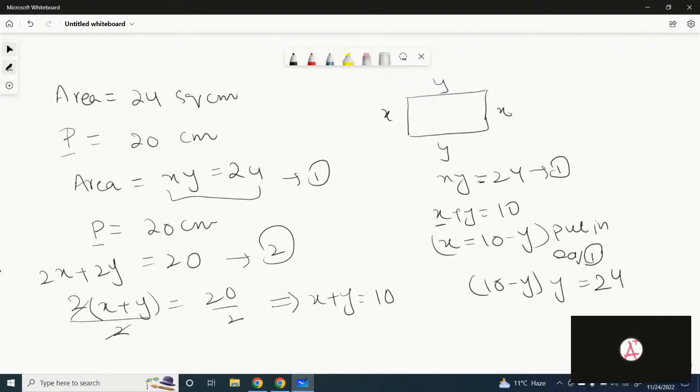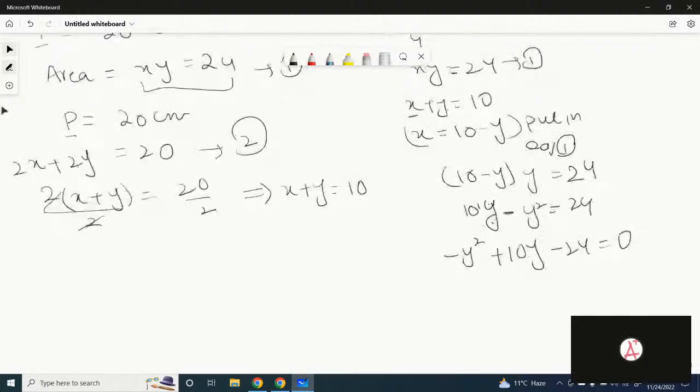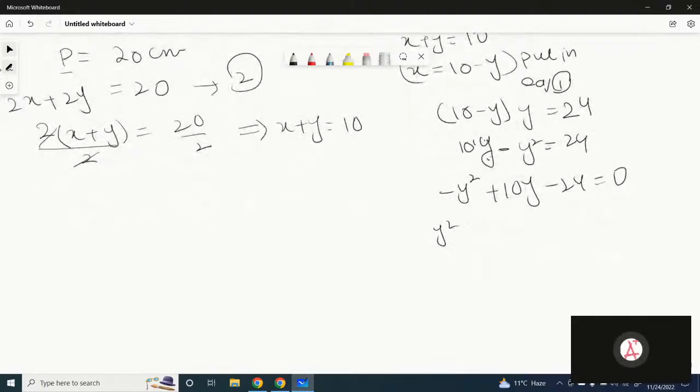Let's multiply them with y. It would be 10y minus y square equals 24. So rearrange the equation. It would be negative y square plus 10y minus 24 equals 0. Multiply the equation by a negative sign. It would be then y square minus 10y plus 24 equals 0.